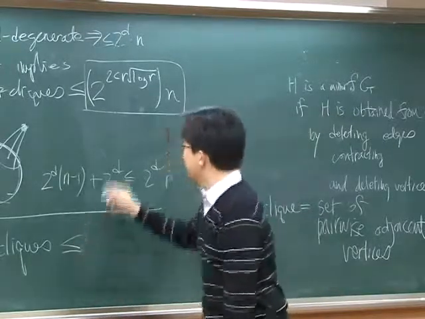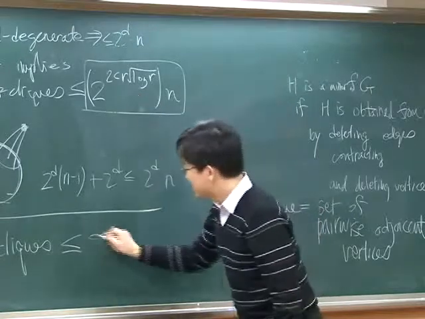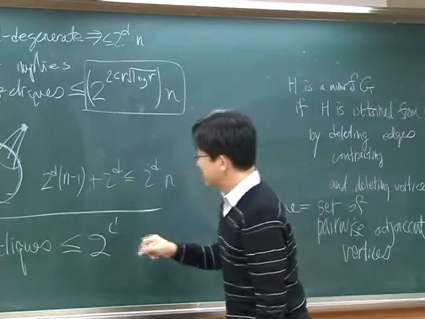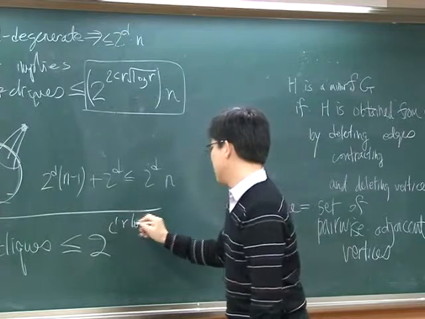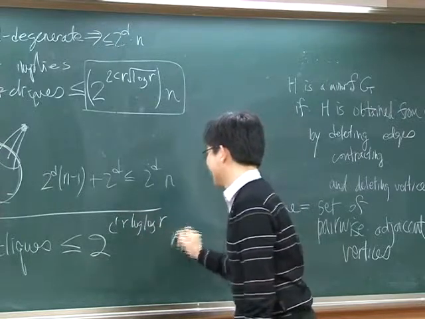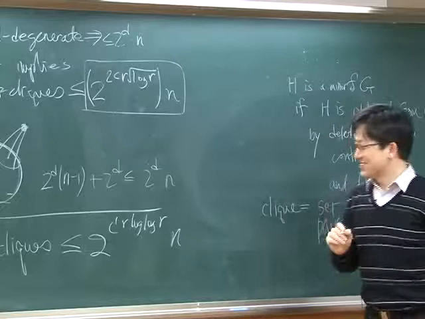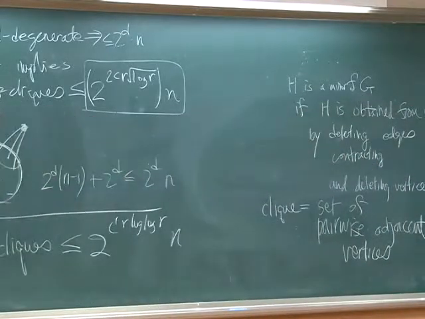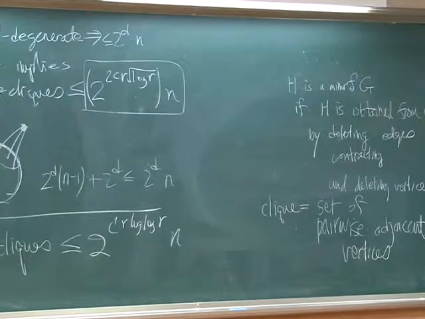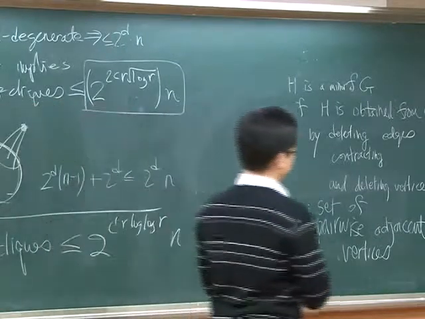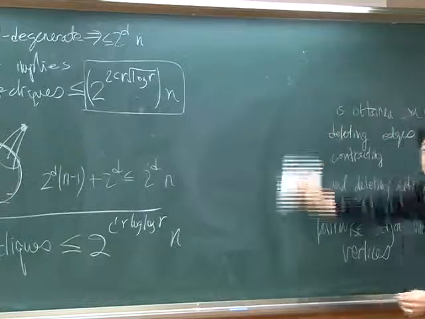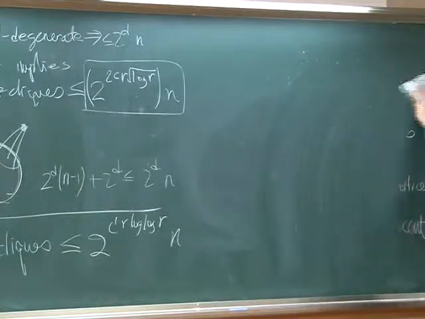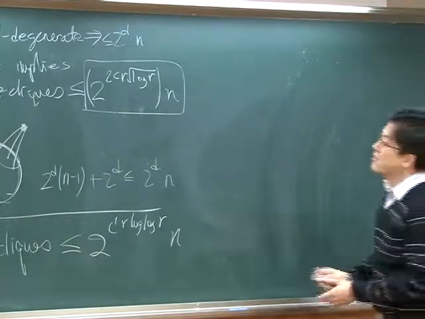But I was able to improve this bound to 2 to the different constant r log r. Sounds better, since log r is much slower than square root log r. Okay, so that's the second problem. Is everything clear? Okay, that's the second problem.